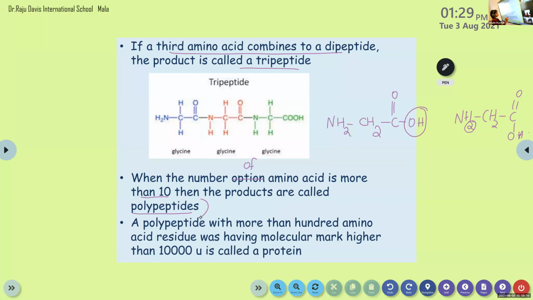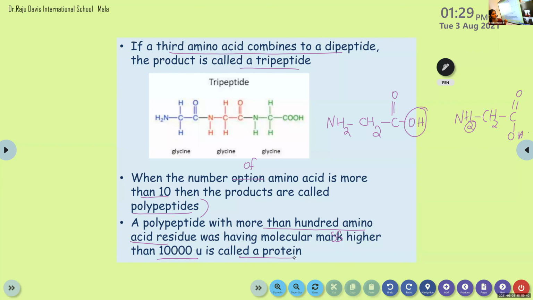A polypeptide with more than 100 amino acid residues, having a molecular mass higher than 10,000 U, is called a protein. That means more than 100 amino acids are joined together by peptide bonds with an elimination of water, and their molecular mass is higher than 10,000 U.